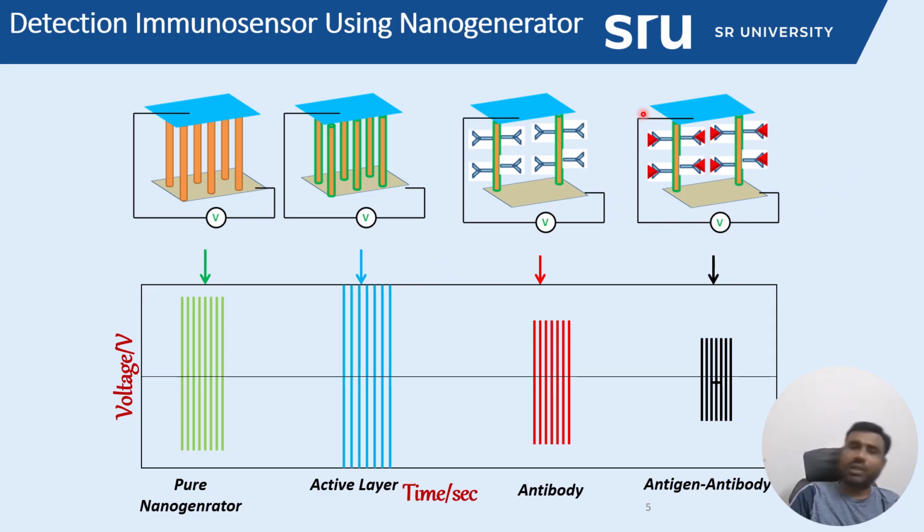Only the particular antigen will interact. So what will happen? The original output signal from the antibody-attached nanogenerator device significantly changes. Based on the signal intensity, we can easily confirm how much of the target molecule exists in the sample solution. Like that, we can easily detect any antigen. So this is a schematic diagram of how the nanogenerator can be useful for sensor measurements.